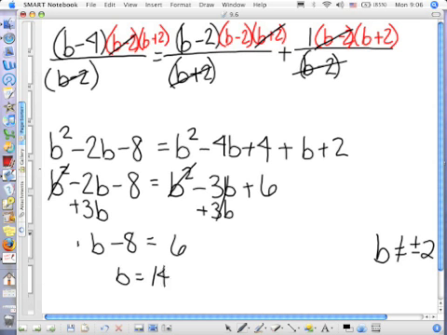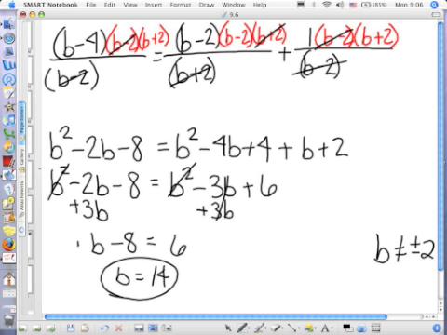Does 14 violate my restrictions? No, so b equals 14. What if it does? If it does, then it's no solution. That's what 25 is. Number 25 is no solution because all your d's go away, and what you're left with is a statement that's not true.